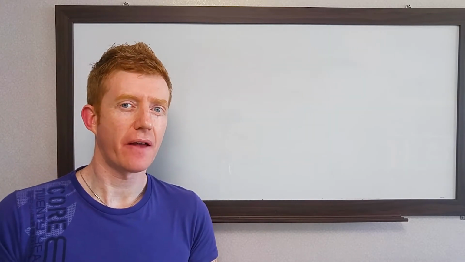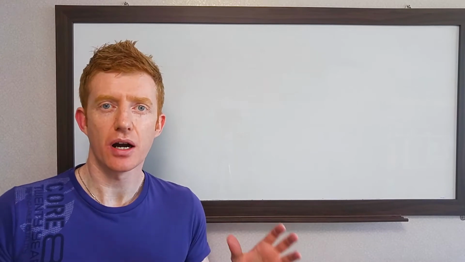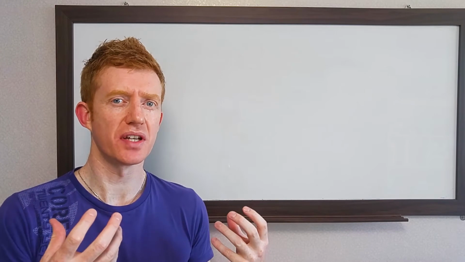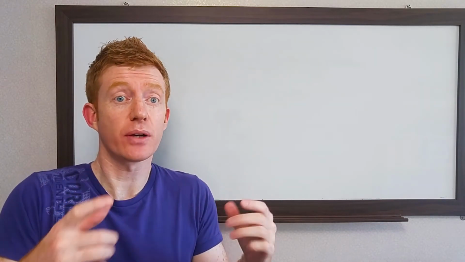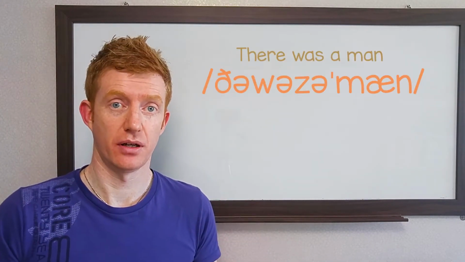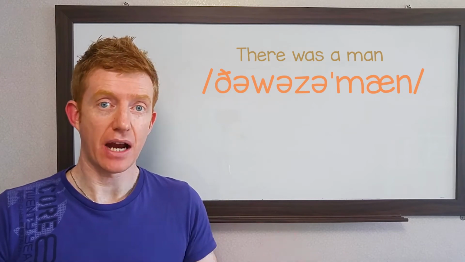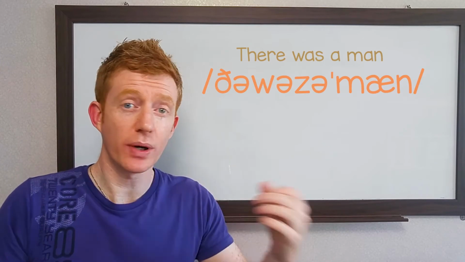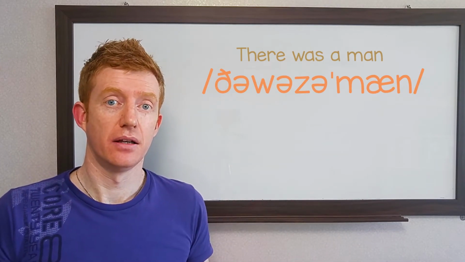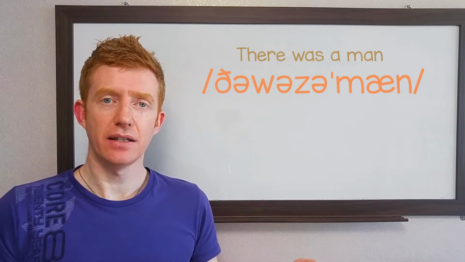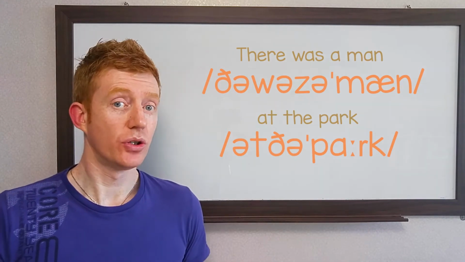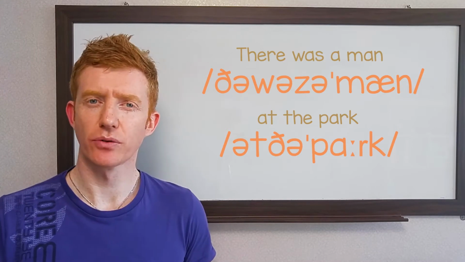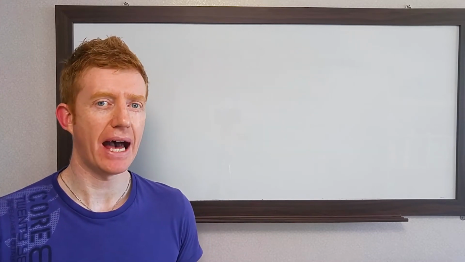So the problem here is that these weak form words are usually grouped together in English. When we speak those words, they're not separate, they're spoken like one word. There was a. We joined them together because they're weak and they come out quickly. There was a man. That's one group. And then at the park. That's two different groups. There was a man at the park. Two different groups.